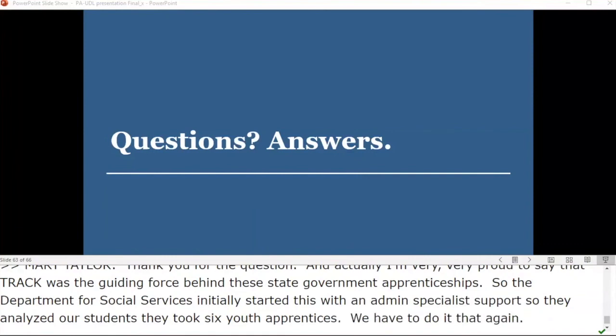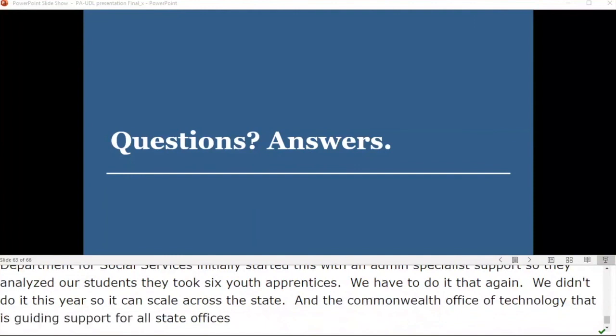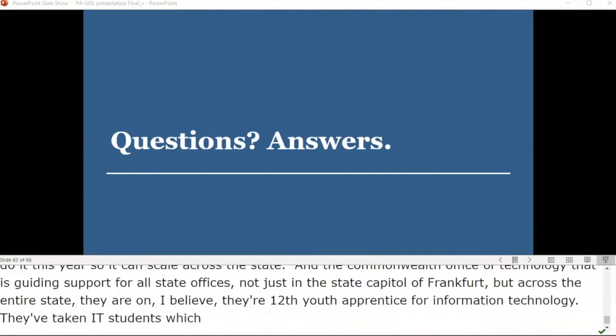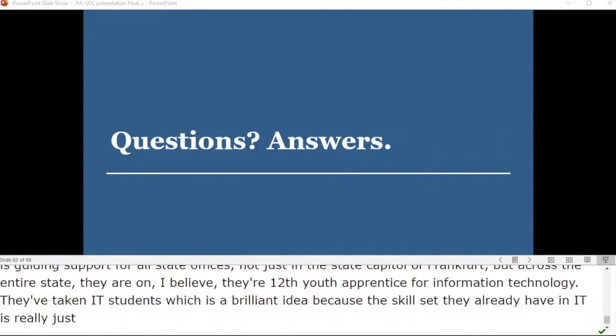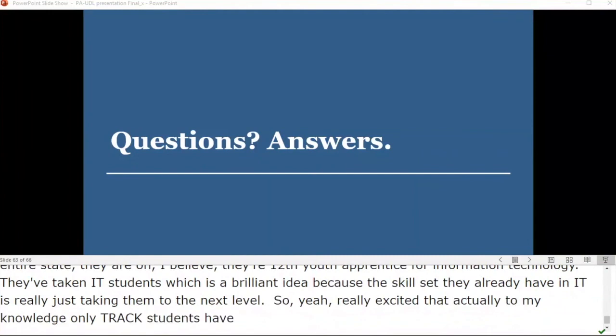And also the Commonwealth Office of Technology, which is the information technology guiding support for all state offices, not just in the state capital of Frankfort, but across the entire state. They are on, I believe, their 12th youth apprentice for information technology. So they've taken our IT students, which is a brilliant idea because the skill set those kids already have in IT is really just being taken to the next level. So yeah, really excited that, to my knowledge, only TRAC students have been accepted in those state government apprenticeships, and they can both be scaled statewide.